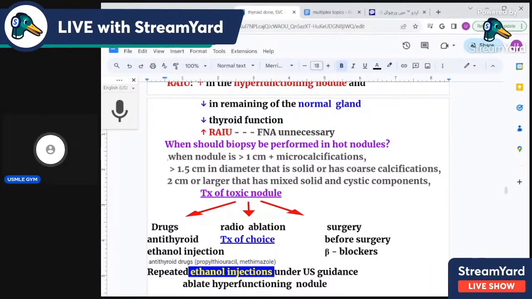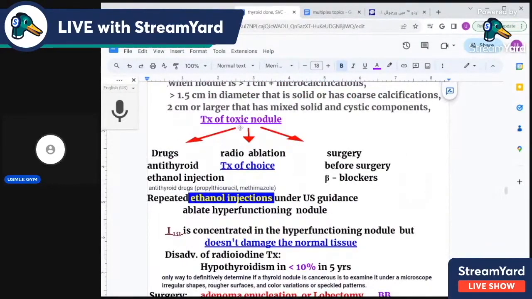Now, when should a biopsy be performed in a hot nodule? When the nodule is more than 1 centimeter with microcalcification, or more than 1.5 centimeters with solid or coarse calcification, or 2 centimeters or larger with mixed solid and cystic components or blood. So these are the indications. Ultrasound-guided biopsy.